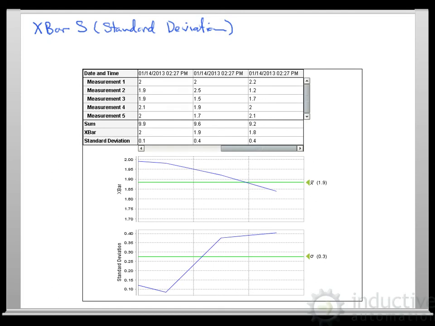The next type of control chart is called XBarS, or standard deviation. So once again, we see the similarities to an XBarR. We have a sample for each column up here, and we have 5 measurements per sample.